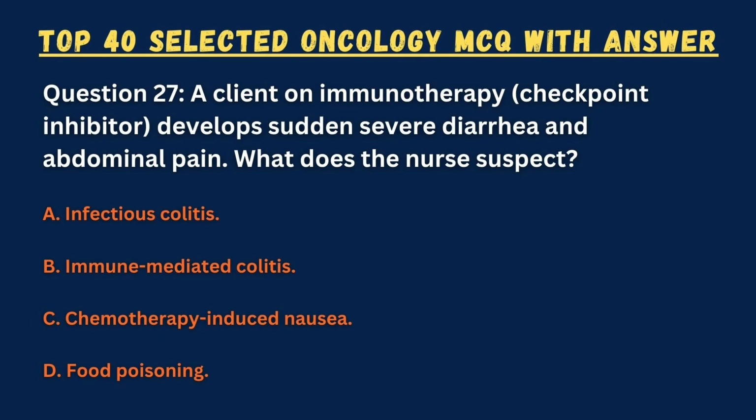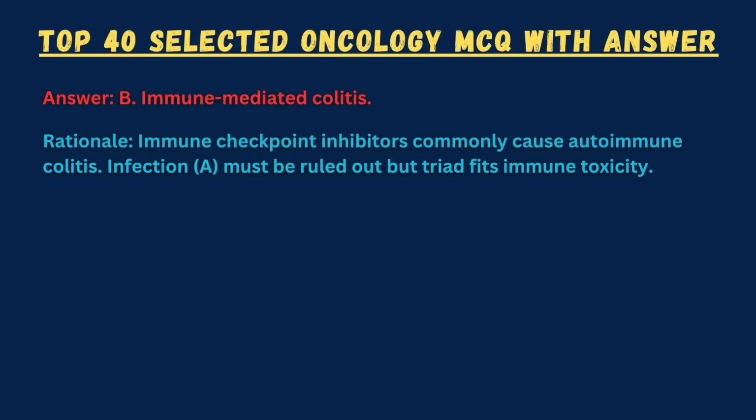Question 27. A client on immunotherapy, checkpoint inhibitor, develops sudden severe diarrhea and abdominal pain. What does the nurse suspect? A. Infectious colitis. B. Immune-mediated colitis. C. Chemotherapy-induced nausea. D. Food poisoning. Answer: B. Immune-mediated colitis.